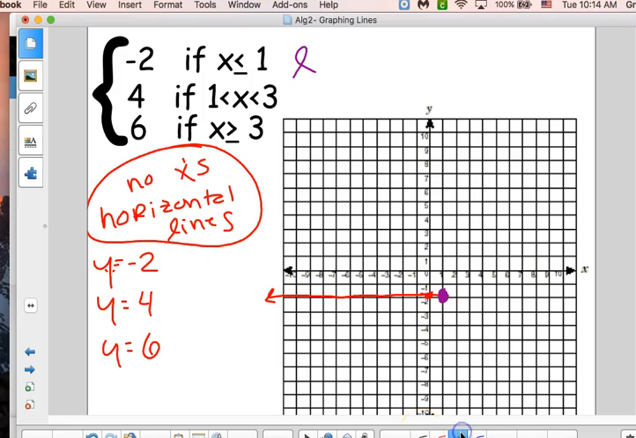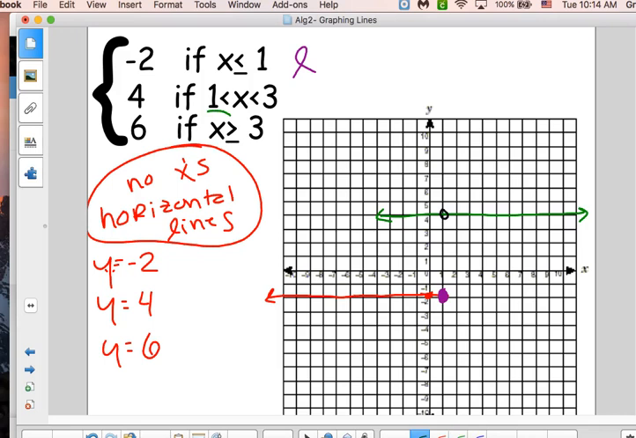Now go to your next piece. Where's our next horizontal line at? 4. This one ends up being doubly weird because what kind of inequality is that right there? Is it a one-sided or a two-sided? Two-sided. Remember, one-sided just means it has one side because it has one dot. So a two-sided is going to have how many dots? Two of them. Where's the first one at? One. So you go to one, put a circle.